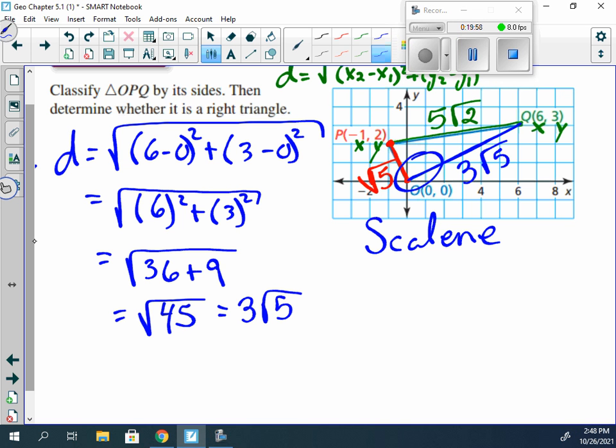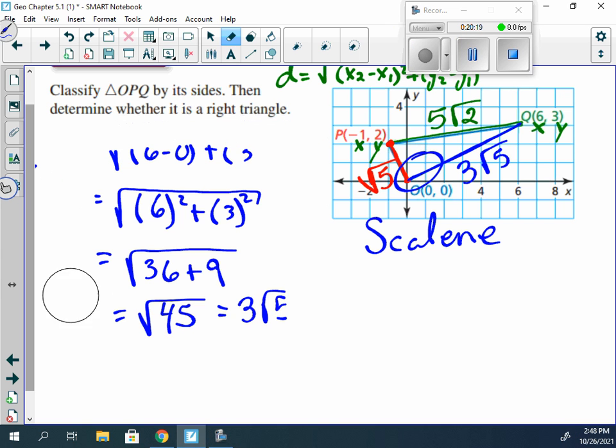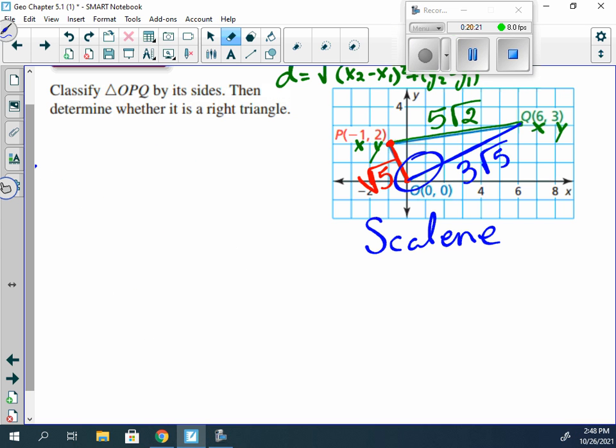If we can change them and flip them, or their product is -1. So if I find the slopes of PO and QO, and they're the opposite reciprocals, then it is a right angle. They intersect at a right angle because they are perpendicular. So the last thing we need to do for this is find the slope of PO and OQ.